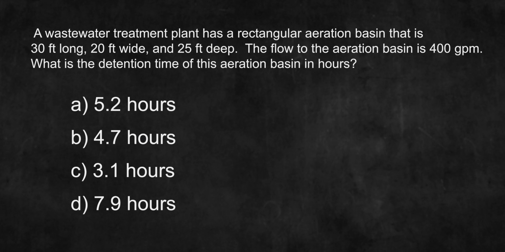A wastewater treatment plant has a rectangular aeration basin that is 30 feet long, 20 feet wide, and 25 feet deep. The flow to the aeration basin is 400 gallons per minute. What is the detention time of this aeration basin in hours? A, 5.2, B, 4.7, C, 3.1, or D, 7.9.